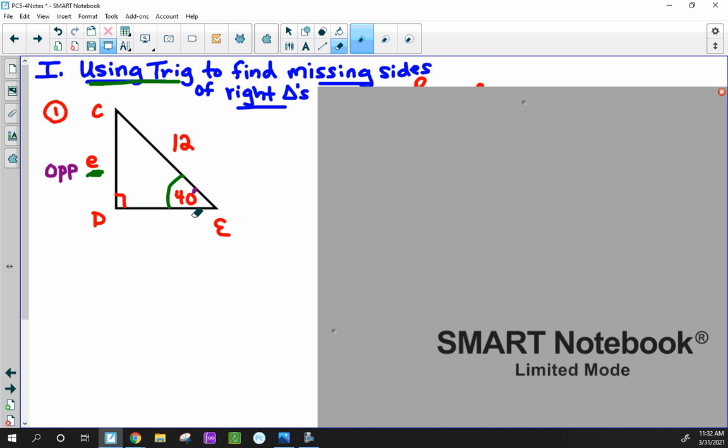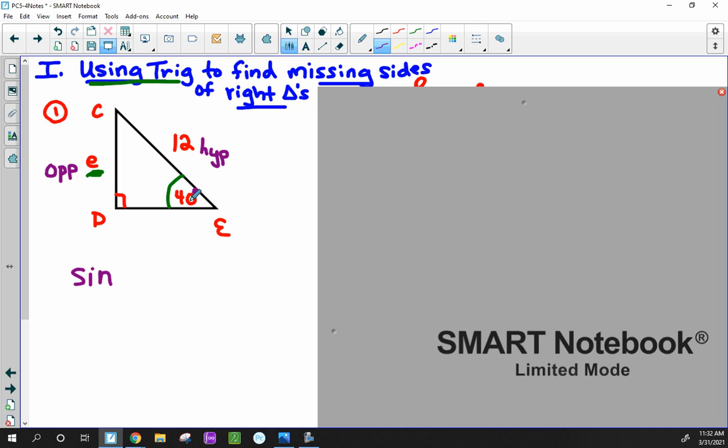So let me get rid of this. And what we're looking for in my example 1 is just the side marked E. Back to the 40 degrees, across from 40 degrees is the opposite side. 12 is the hypotenuse. And so you're going to use your definitions, like your SOHCAHTOA, and since opposite over hypotenuse is sine, you would be able to choose sine to help you find this missing side.